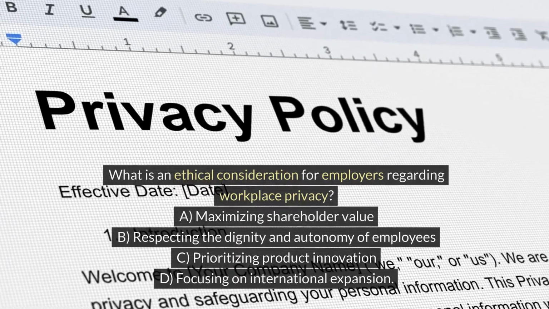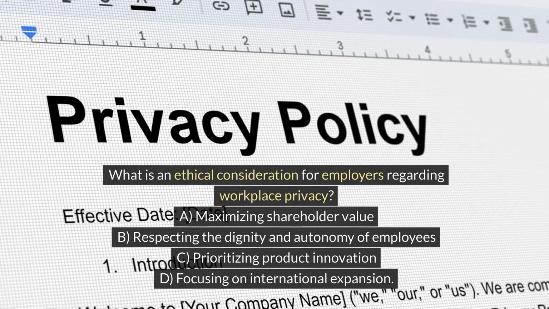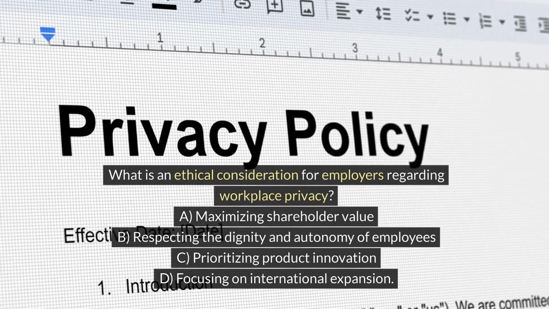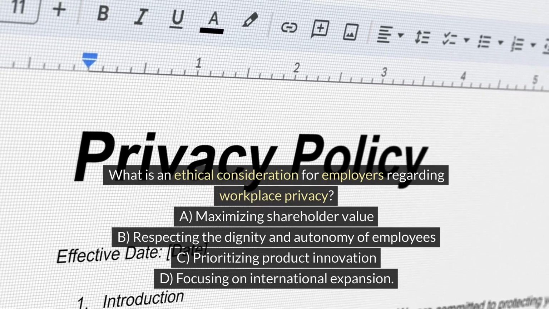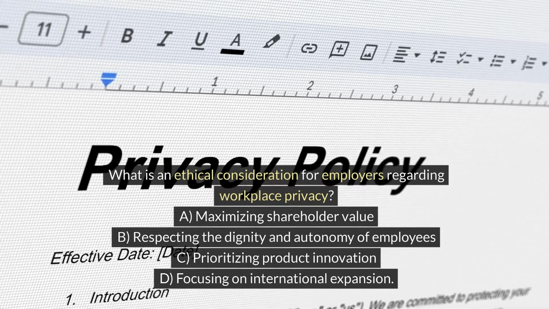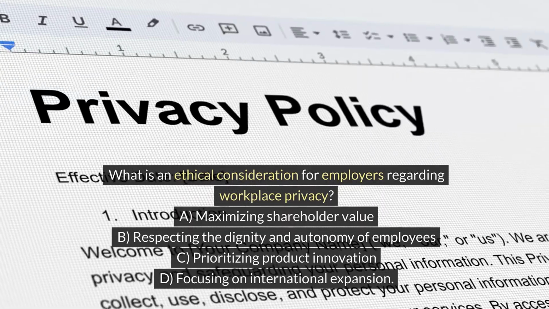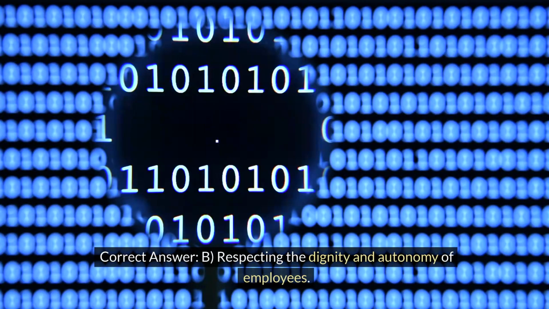What is an ethical consideration for employers regarding workplace privacy? A. Maximizing shareholder value. B. Respecting the dignity and autonomy of employees. C. Prioritizing product innovation. D. Focusing on international expansion. Correct answer. B. Respecting the dignity and autonomy of employees.